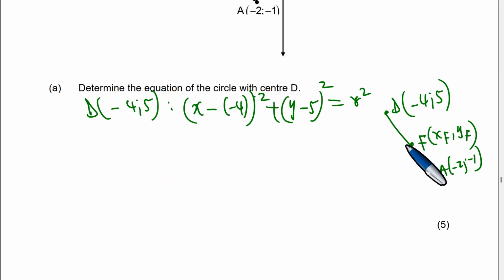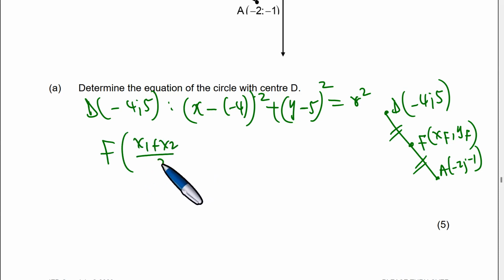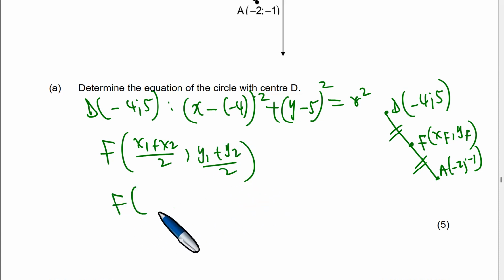So, okay, this F is the midpoint. What are the coordinates of F? You can use the fact that the coordinates of F would be (x1 plus x2) out of 2, and (y1 plus y2) out of 2. So this one is x1, y1, this is x2, y2, or vice versa.